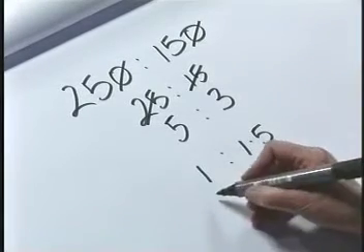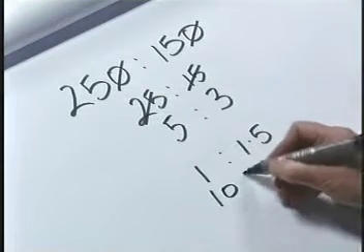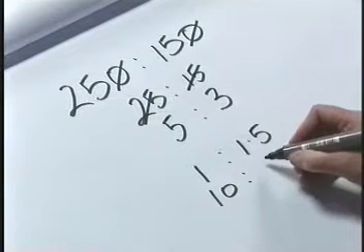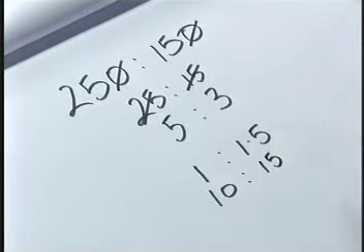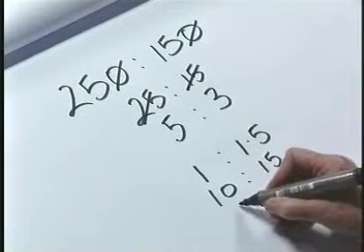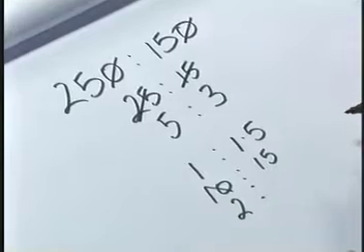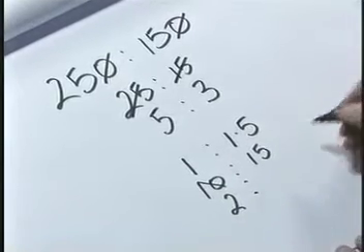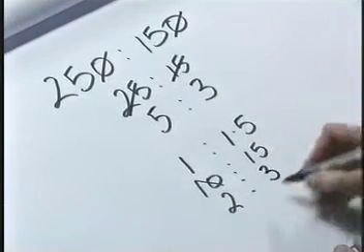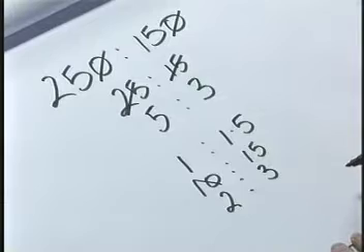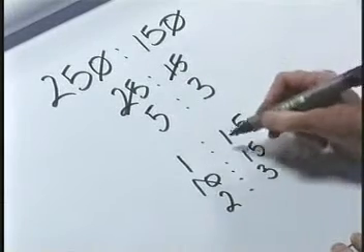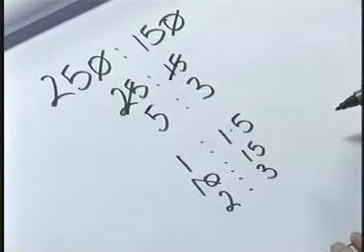So we multiply the 1 by 10, you get 10. Multiply 1.5 by 10, you get 15. 10 to 15, we can simplify that. Divide both sides by 5. 5 into 10 gives me 2. 5 into 15 will give me 3. 2 to 3 is the simplest form of the ratio 1 to 1.5.